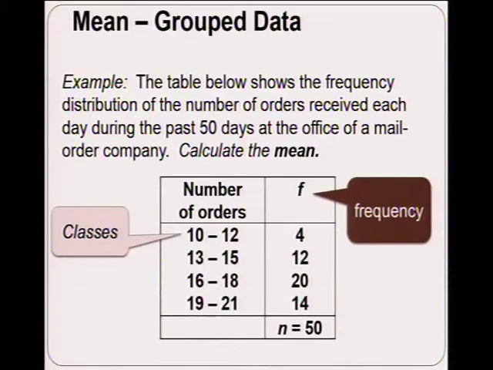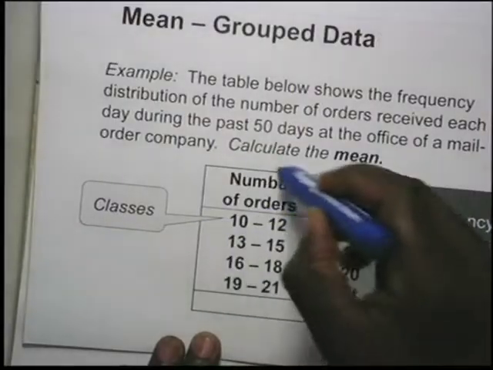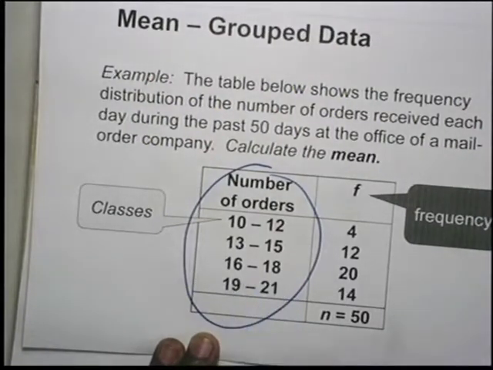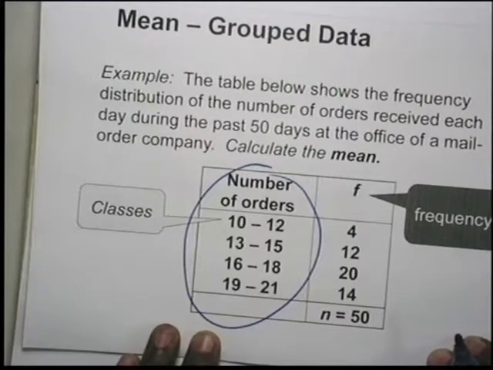Now, I want us to look first at how we can calculate the mean. Here's an example of grouped data. Where I put classes, these are the classes that we're talking about. You can see we've got number of orders. The example says the table is showing the number of orders received each day during the past 50 days at the office of a mail order company. And we are required to calculate the mean. How do we calculate the mean under the circumstances?